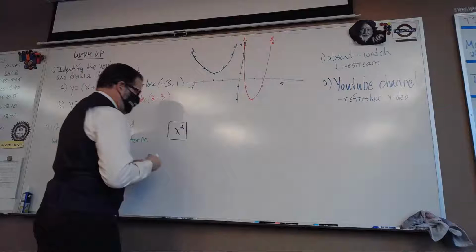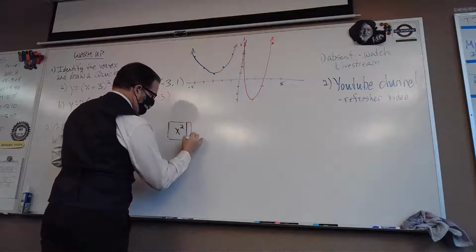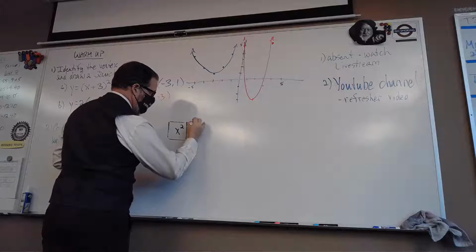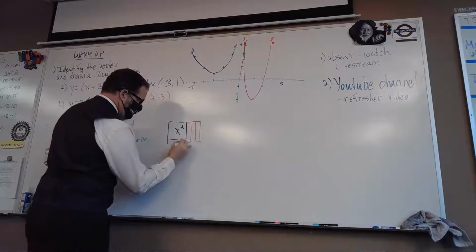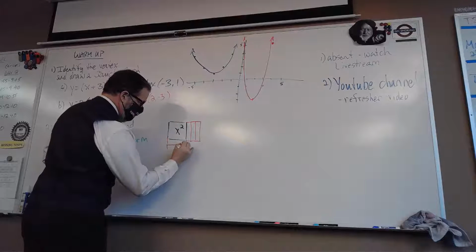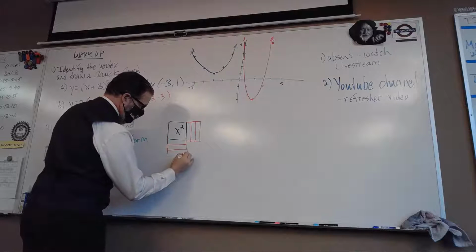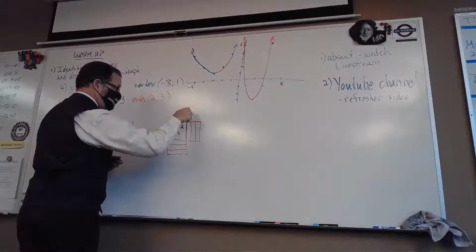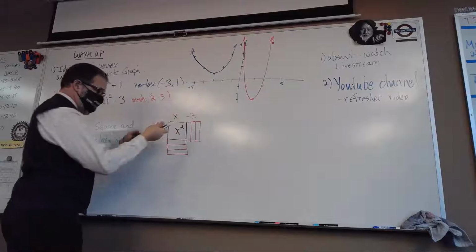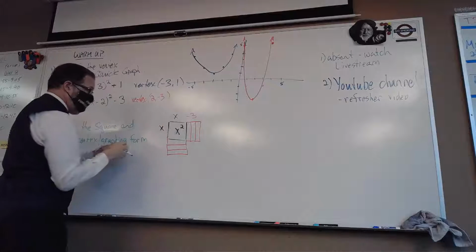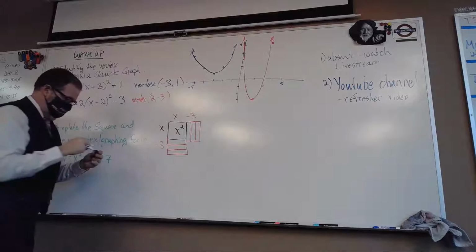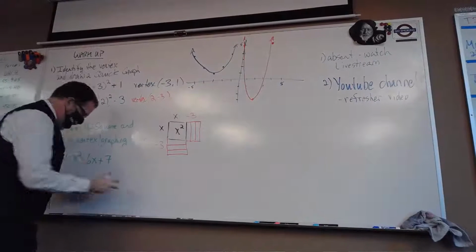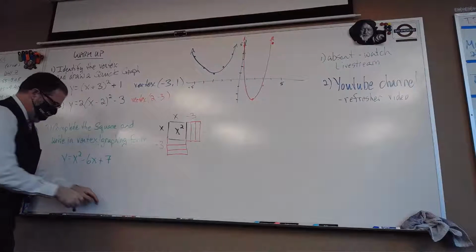And because they're negatives, they're going to be -3. So I've got x - 3. I'm going to just draw my hand. And x - 3. All right.